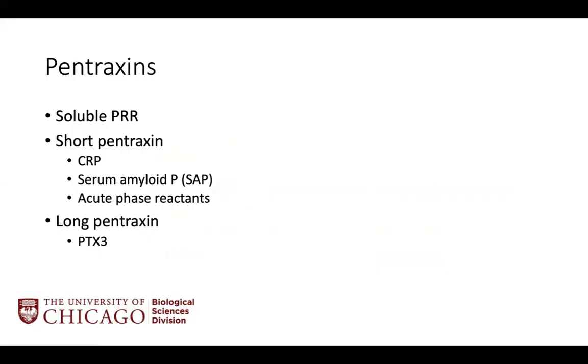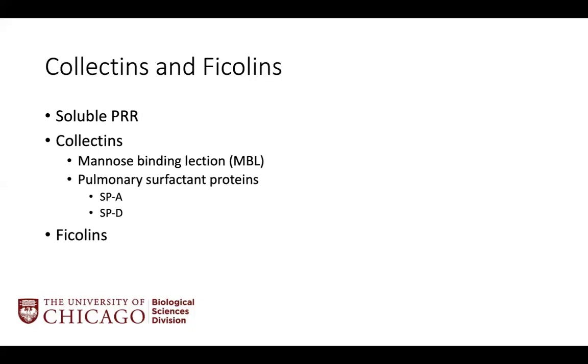So, just a couple more receptors. There are pentraxins. These are soluble pattern recognition receptors. There are short pentraxins like CRP and serum amyloid P that we recognize as acute phase reactants. So if you're sick, we see these go up. And there are long pentraxins like PTX3. There are also collectins and ficolins. These are other examples of soluble pattern recognition receptors. Collectins, for example, are mannose binding lectins and pulmonary surfactant proteins, SP-A and SP-D. And then ficolins are just another.